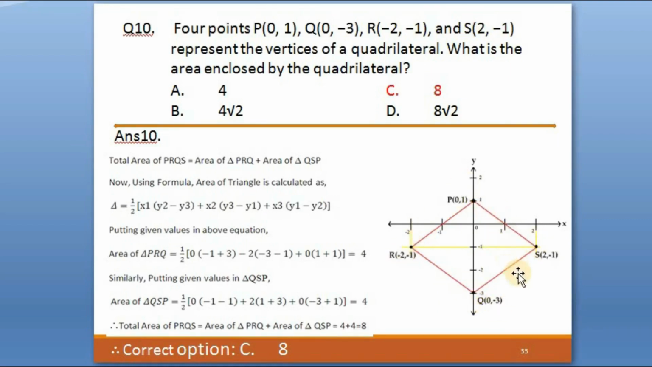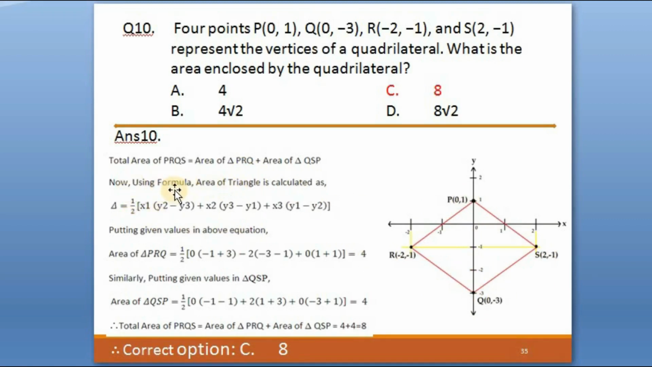Now he is saying about the area. What is the area enclosed by this quadrilateral? Since vertices are given, the best method is to apply the formula of triangles to calculate the area, right? So as you see here, the area of PQRS can be area of PRQ triangle and area of QSP, right? So the area of these two triangles will make the area of this quadrilateral. So here we will apply the formula for area of triangles.